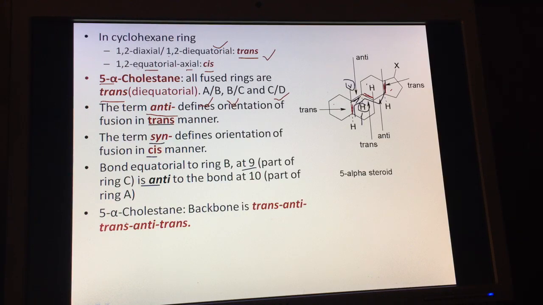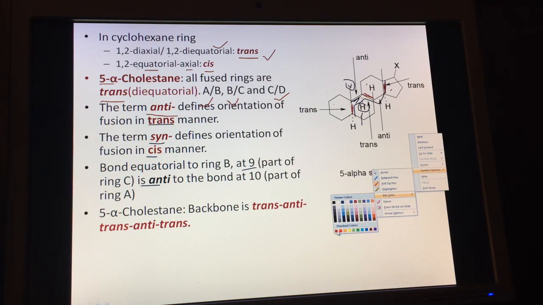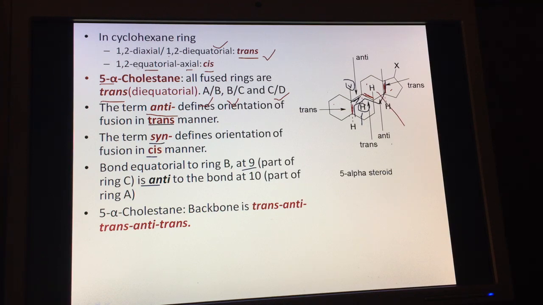So 5 alpha cholestane, we can define the backbone in 5 alpha cholestane as this fusion is trans, then we have this as anti, then again this fusion is trans, then this part is again anti, and then the ring fusion between C and D is trans, and hence the backbone is trans, anti, trans, anti, trans, anti, trans.